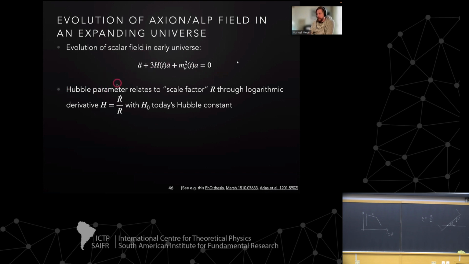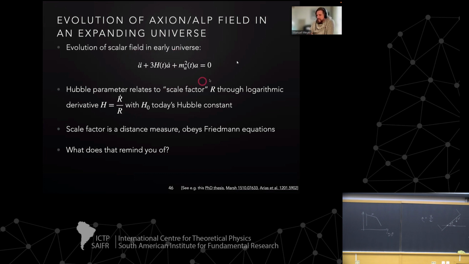So we have the Hubble parameter that relates to the scale factor through this logarithmic derivative. The Hubble parameter is just R dot over R. H naught is today's Hubble constant. And R is what goes into the Friedmann equations of an expanding universe. This is the so-called scale factor, for those of you who have had this in a cosmology class.